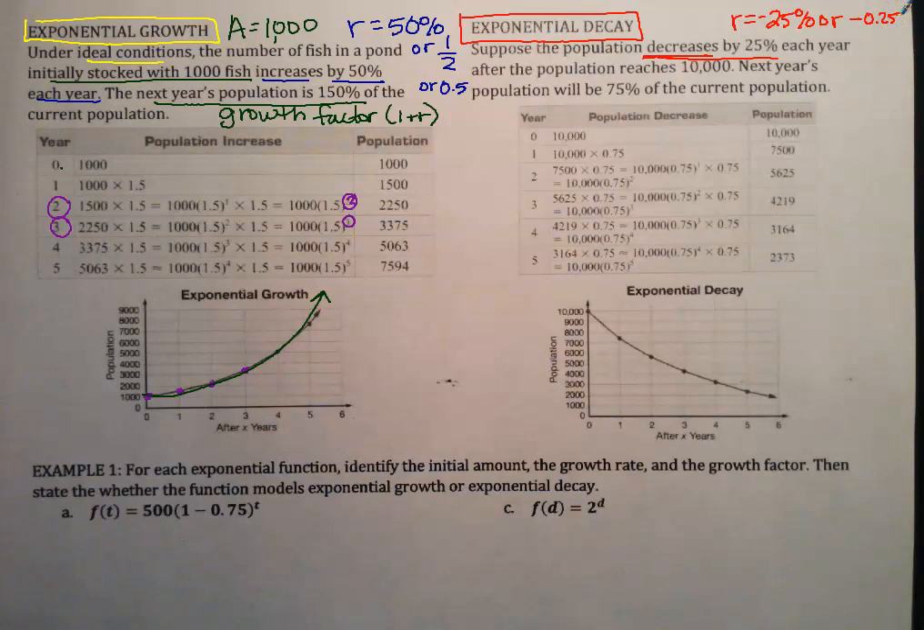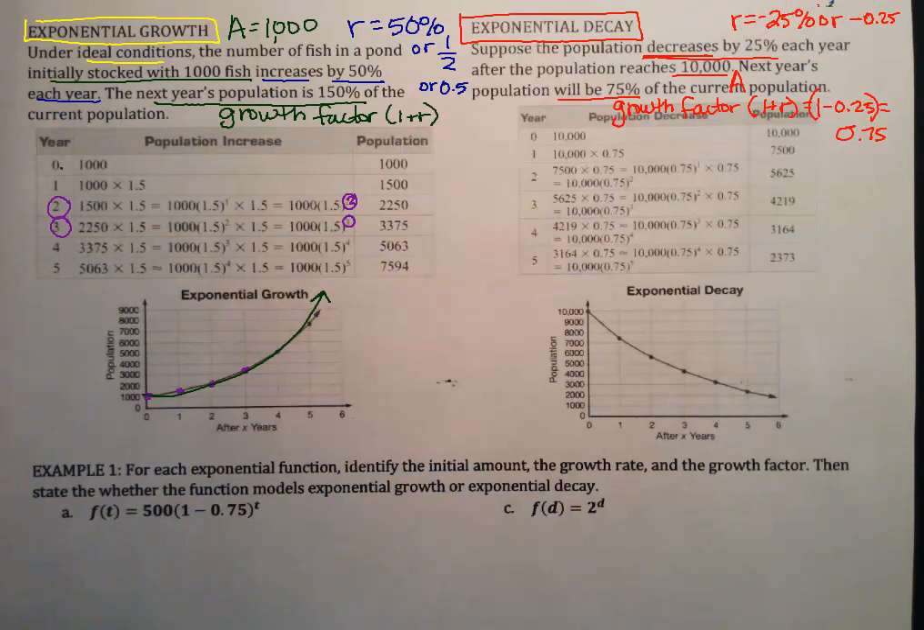It says after the population reaches 10,000. So 10,000 is our initial, because after 10,000 we start to decrease. So next year's population will be 75% of the current. So that's that growth factor. When you do 1 plus the R value, in this case it's 1 minus 0.25 equals 0.75. So that's 75%. But it came from doing 1 minus our rate up there.